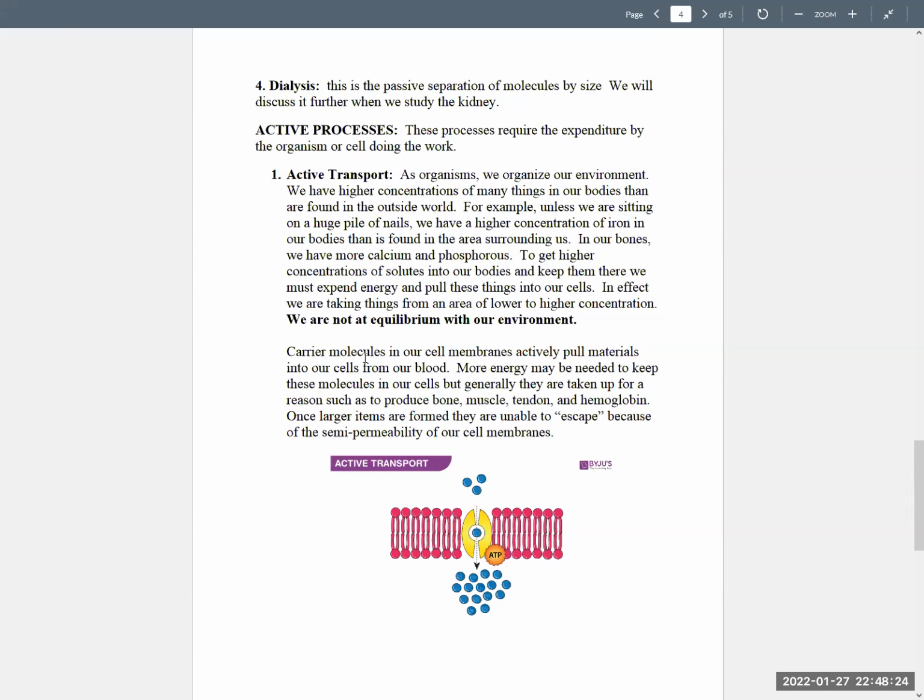We have carrier molecules in the cell membrane. We mentioned this a moment ago when we talked about facilitated diffusion, but these actively pull materials inside. The term actively means energy is needed. Energy is or may be needed to keep the molecules in our cells.